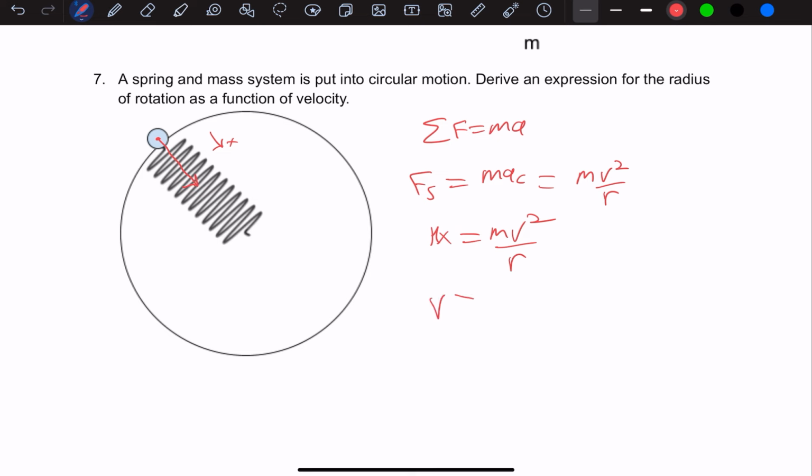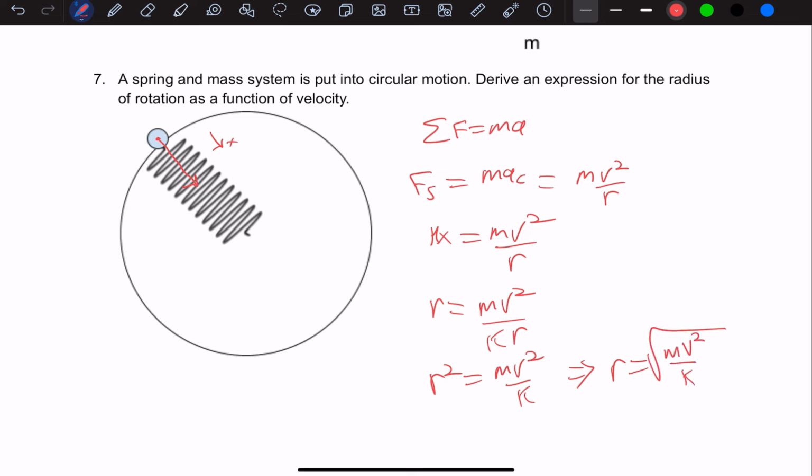All right, so just solve for radius. That was wrong. Radius is equal to mv squared over kx. Oh wait, but x is actually, in disguise, r. So actually r squared equals mv squared over k. So then r is equal to the square root of mv squared over k, or r is equal to the square root of m over k times v. Bam.